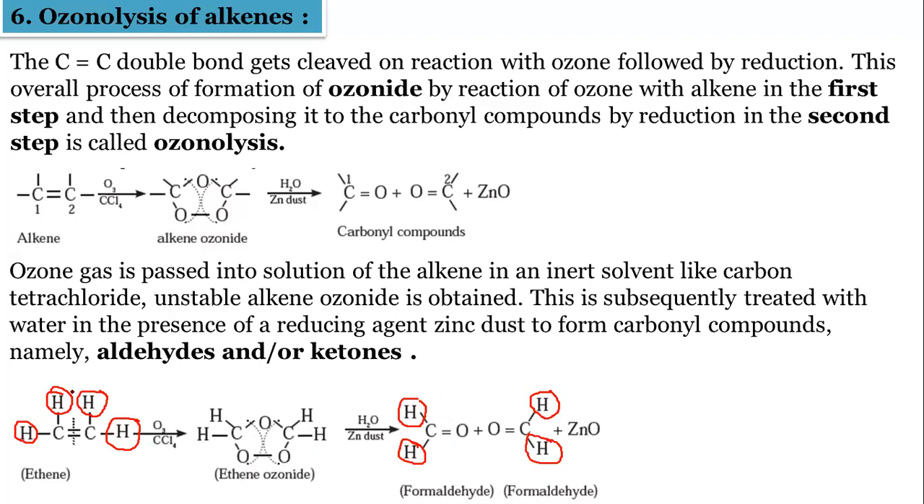So if there are 1, 2, 3, 4 methyl groups, then tell me the name of this alkene. This is my question to all. Do you understand?